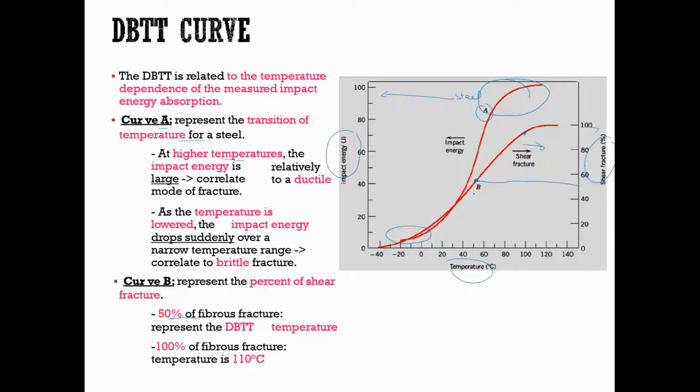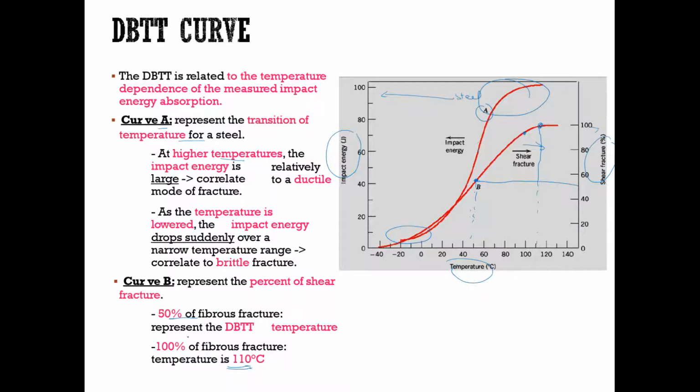And then another one is 100% fibrous fracture temperature at 110 degrees Celsius, somewhere here. So what happened is 100% fibrous fracture. For the DBT temperature, somewhere here, this is the DBT temperature, we only have 50% of fibrous fracture.